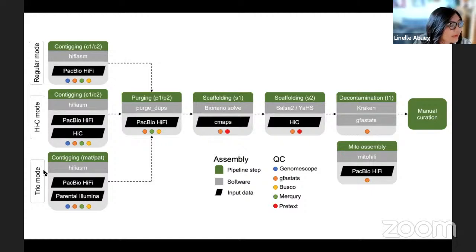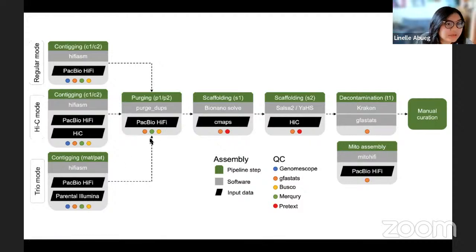So on the left side, you'll have the different HiFiASM modes that are available. The regular one has no sort of phasing. That's the standard primary alternate type assembly that a lot of people are usually used to at this point. Then the Hi-C mode, which I just touched on, and trio mode, which has parental short read data in order to phase properly.